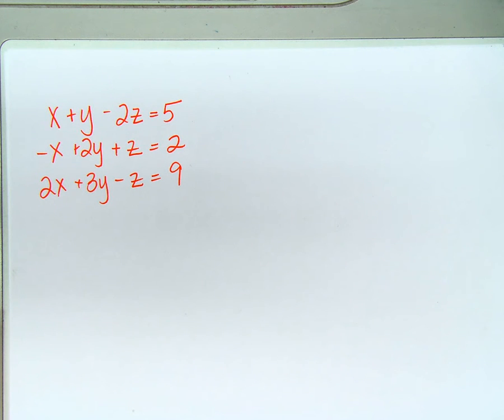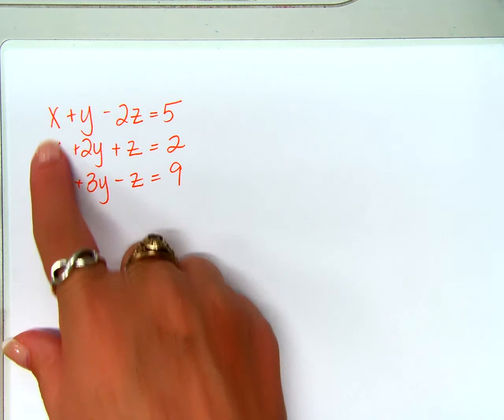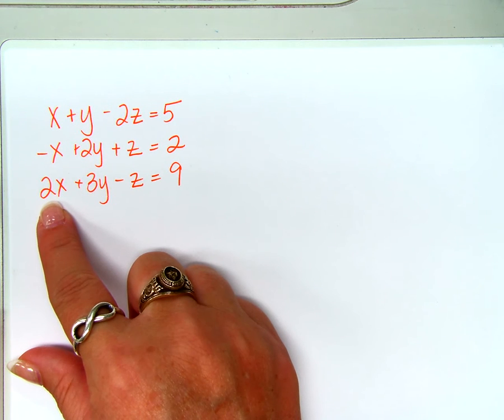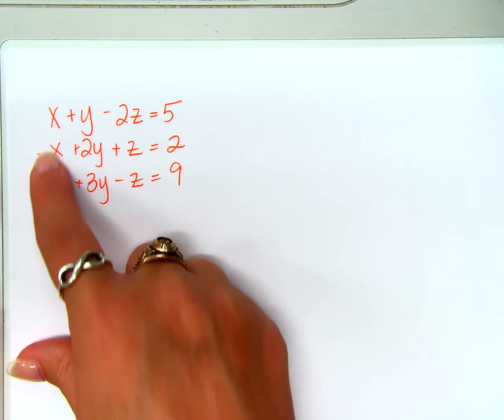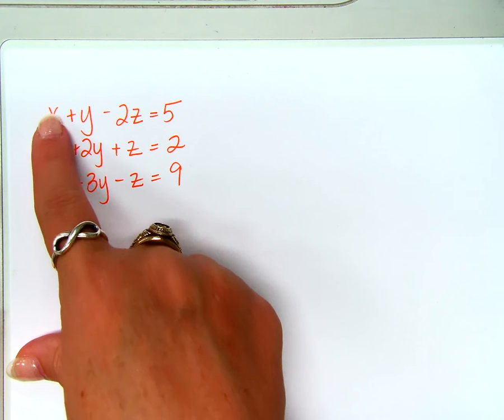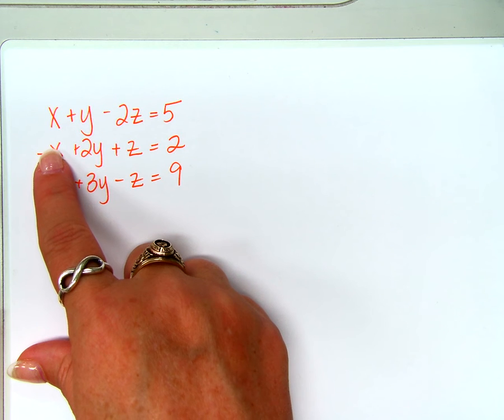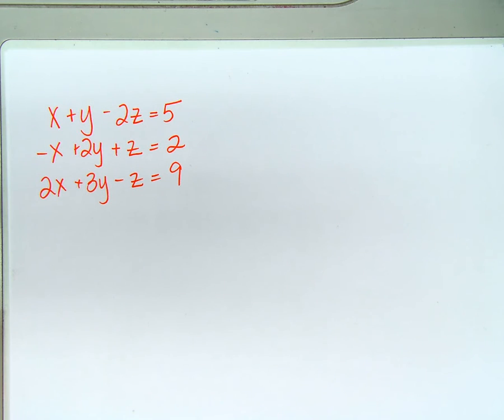So we're going to look at each variable and discuss whether it would be a good variable to try to eliminate or not. In this particular problem, let's look at the x's. He already pointed out, look, the x's are already opposites. So that's good, that's a possibility. But based on what we did yesterday with substitution, you're going to have to do them more than once, aren't you?